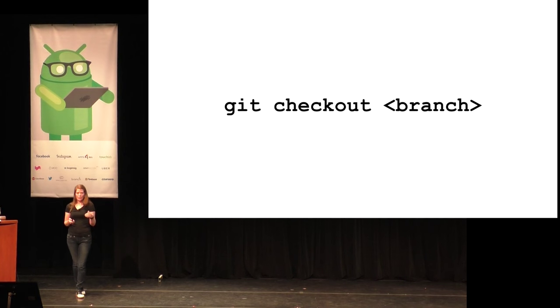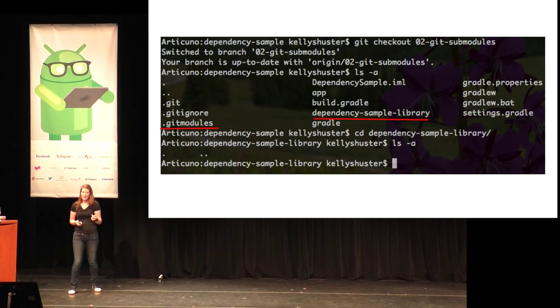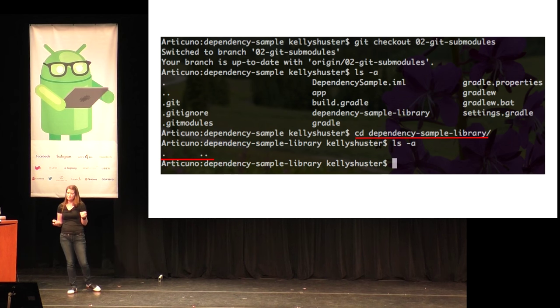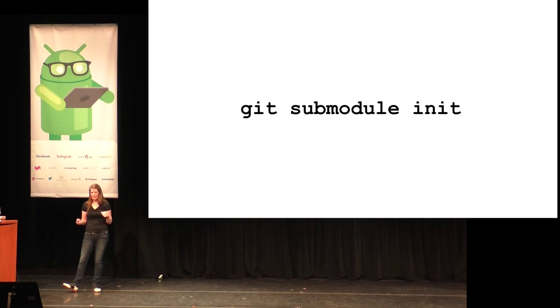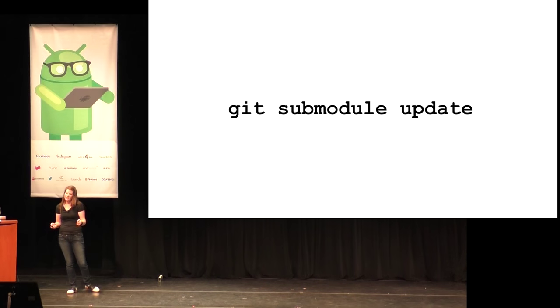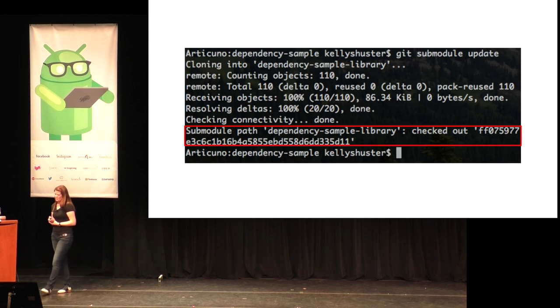So we'll do a quick run through of these commands. A git checkout branch name, so git checkout O2 submodules. And then you can see that once I've done that, I've got my .gitmodules file and my dependency sample library. But if I cd into dependency sample library, we can see that it's empty. So checking it out wasn't enough. We run git submodule init, which initializes a lot of things in hidden folders that we don't really care about right now, but we have to do. And then git submodule update is where the magic actually finally happens. So I run git submodule update, and at the end of my update command, I can see, ta-da, we have checked out our library at FF07, which is awesome.